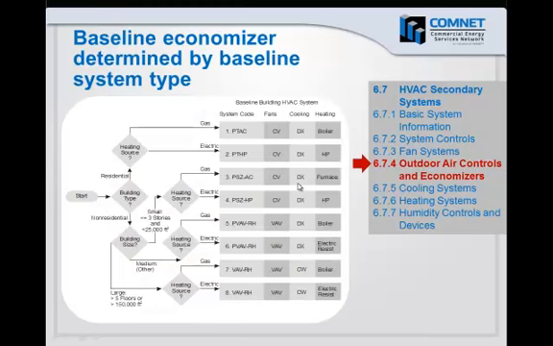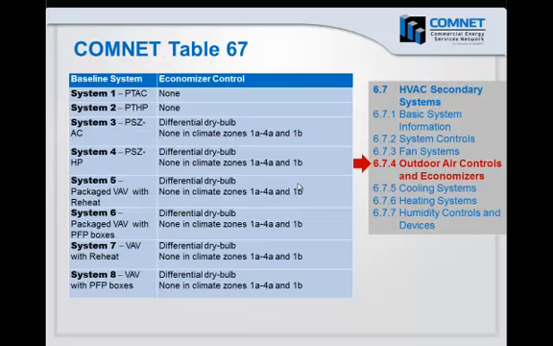For the baseline system, the economizer is determined by the system type, and there's 8 baseline system types shown here. For systems 1 and 2, there's no economizer requirement, but for all the others, a differential dry bulb economizer is required. There's exceptions, however, for climate zones 1A through 4A and for climate zone 1B.